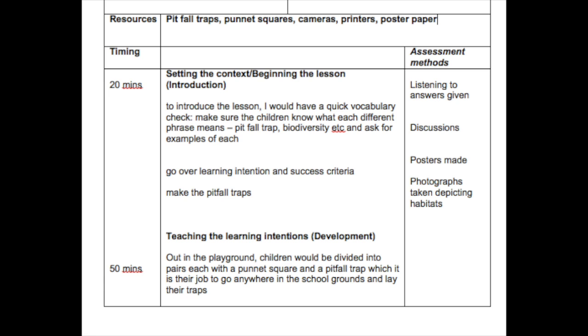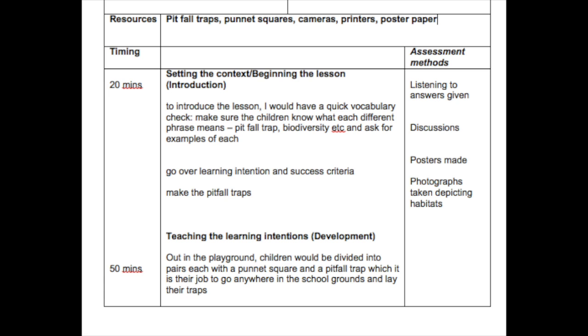The setting the context will be just a brief introduction to the lesson, having a quick vocabulary check, making sure the children know what all the different words mean. So biodiversity, ask for examples of each and definitions. In terms of assessment, we will listen to the answers given and also the explanations and judge assessment based on those answers. We'll also make the pitfall traps.